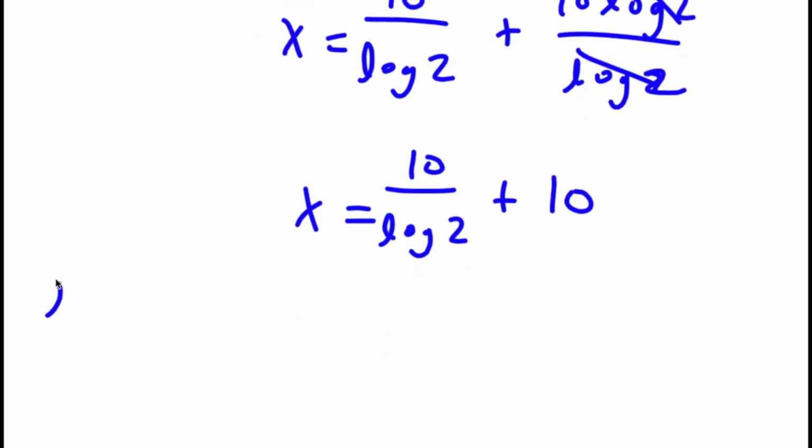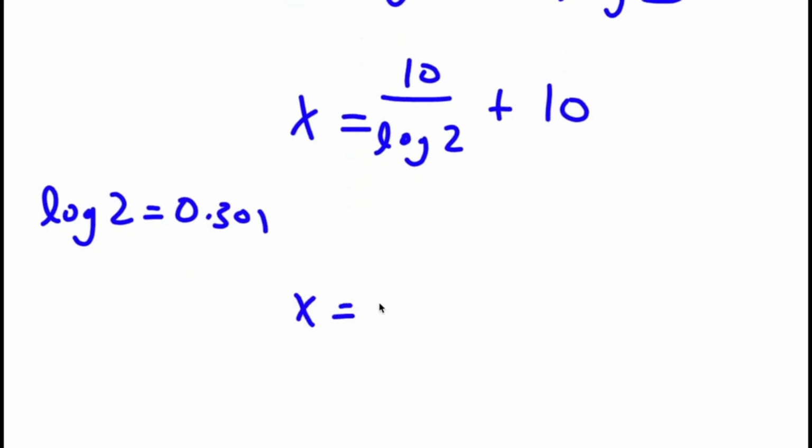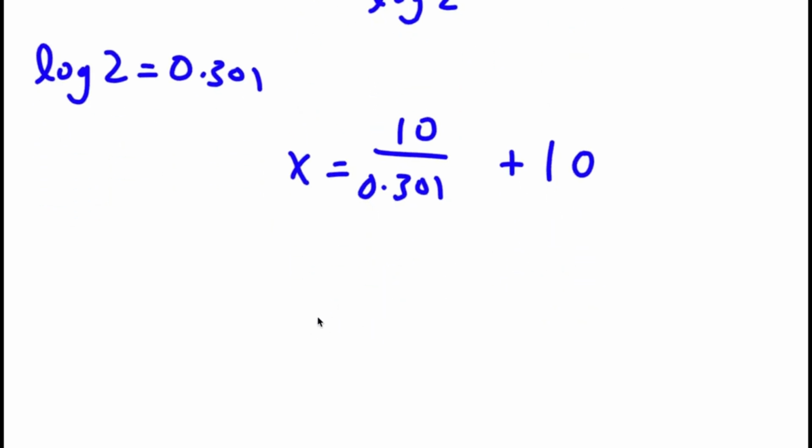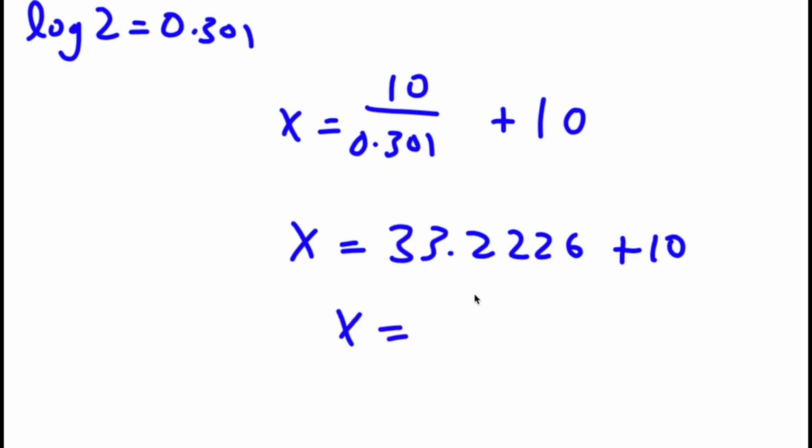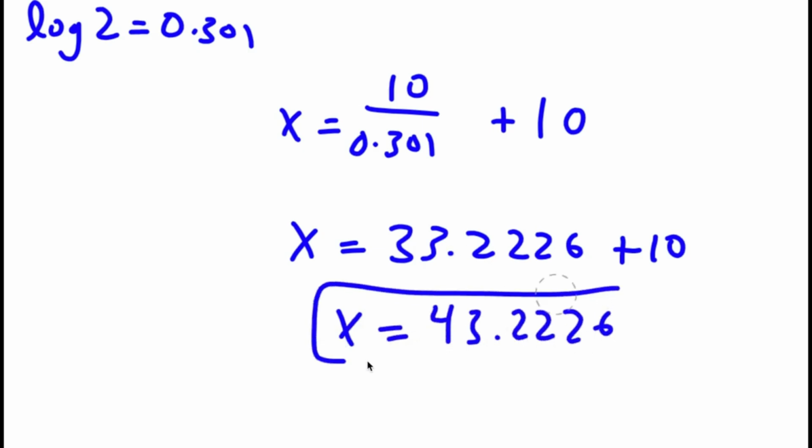Now log 2 is equal to 0.301. So now I have x is equal to 10 over 0.301 plus 10. And 10 over 0.301 is equal to 33.2226. I have this plus 10. So now this is the same thing as 43.2226. So this is my answer.